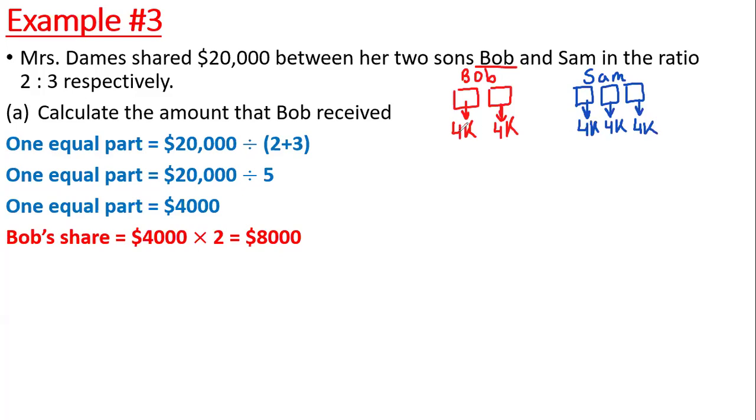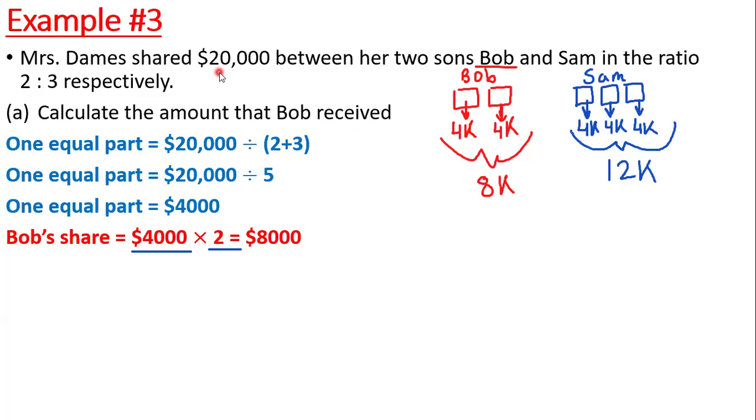So that means that Bob received 2 equal parts. Bob is going to get 4,000 times 2. What is 4,000 times 2? That's going to give us 8,000. Very good. And how much does Sam receive? 4,000 times 3, which is 12,000. Very good. And when you combine 12,000 and 8,000, what do you get? 20,000.